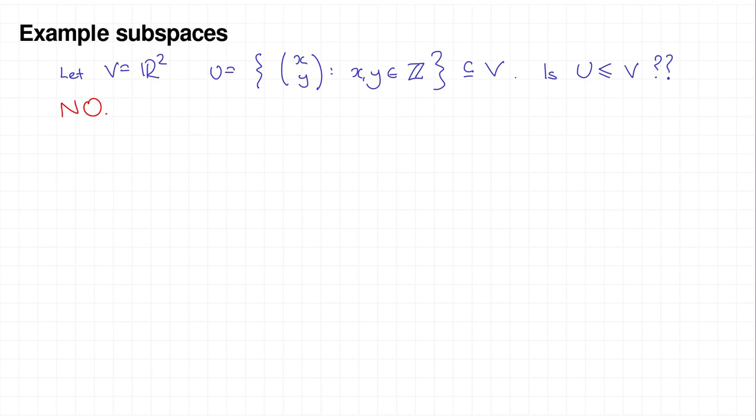It's also closed under addition. If you add 2 column vectors with integer entries, then you get another column vector with integer entries, so it's closed under addition. But it is not closed under scalar multiplication. So the reason that U is not a subspace is that it is not closed under scalar multiplication.